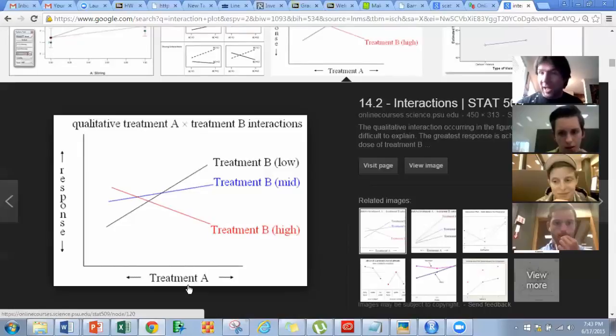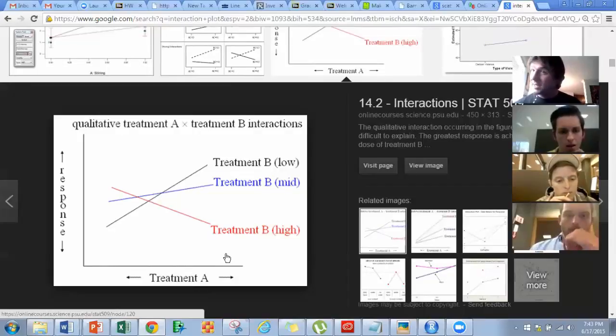Treatment A's effect depends on treatment B. Treatment B is the line you're following right here. So treatment A's effect depends on treatment B. And when you look at the formulas, I literally want to show what I have on the test. When you look at the formula, you see that when you put in one variable, it's going to change the slope of another.